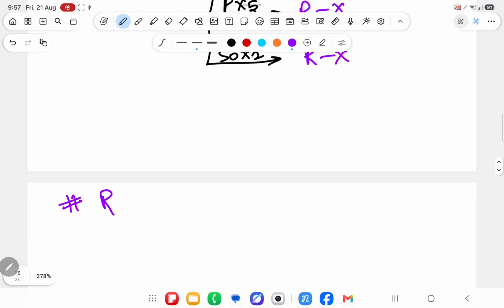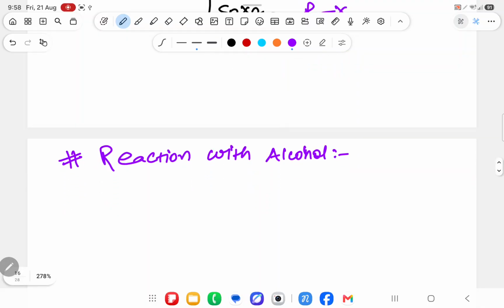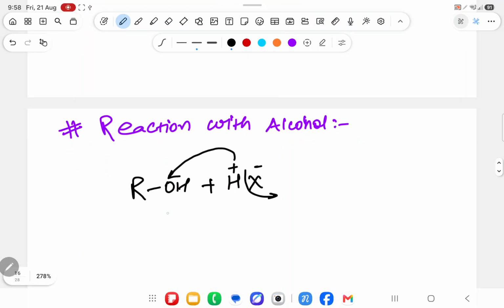Whenever you do a reaction with alcohol, what happens? First of all, ROH is there, and we have some HX. HX will break as plus and minus, and the plus will attack the lone pair of oxygen in the alcohol. Once it attacks, one more H comes onto ROH, and oxygen gets a positive charge.